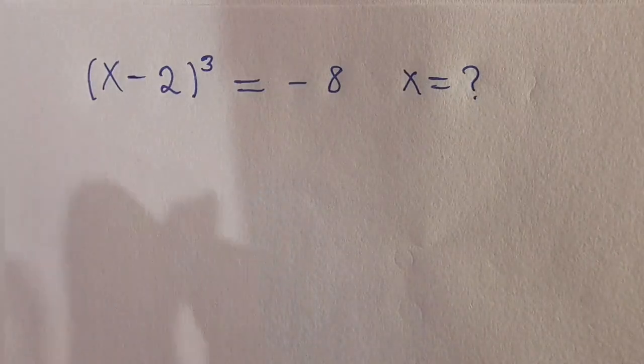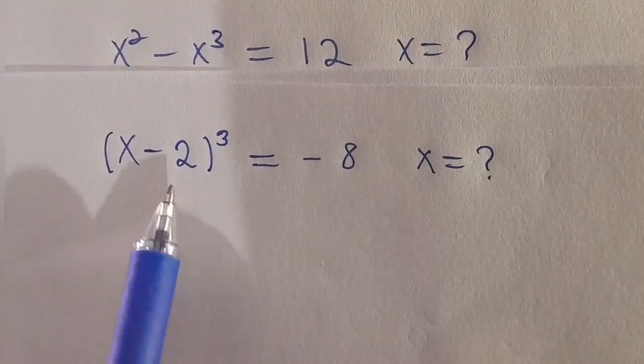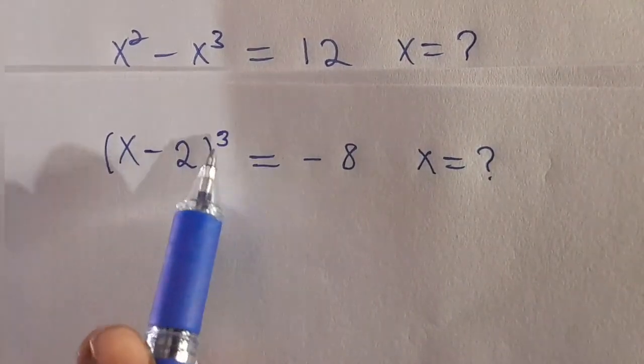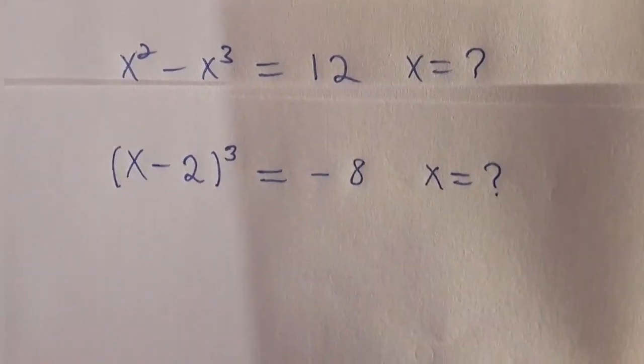Welcome once again. Guys, today we want to find the value of x given that we have (x minus 2) all raised to the power 3 equals minus 8. So now let's have the solution.